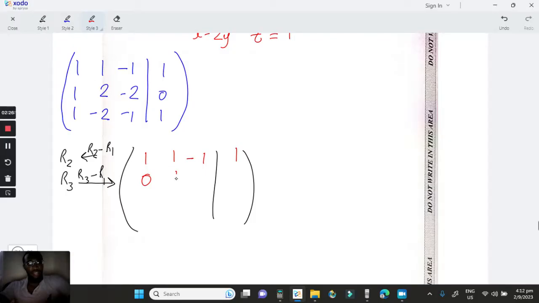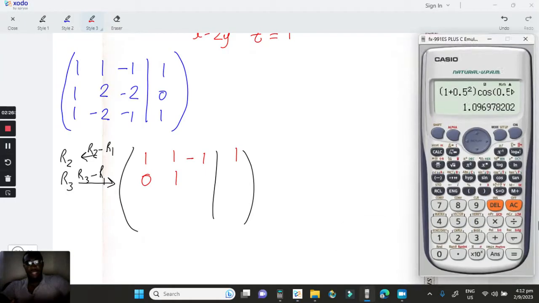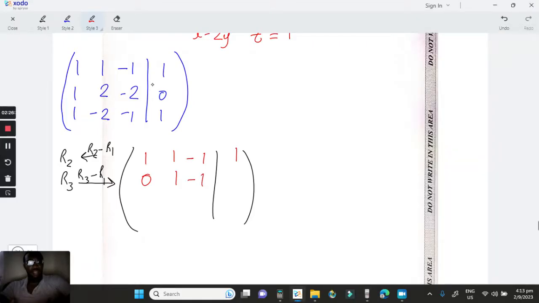Then 2 minus 1 is 1. And then negative 2, just to be on the safe side, negative 2 minus negative 1, just to be on the safe side, is negative 1. And then 0 minus 1 is negative 1.